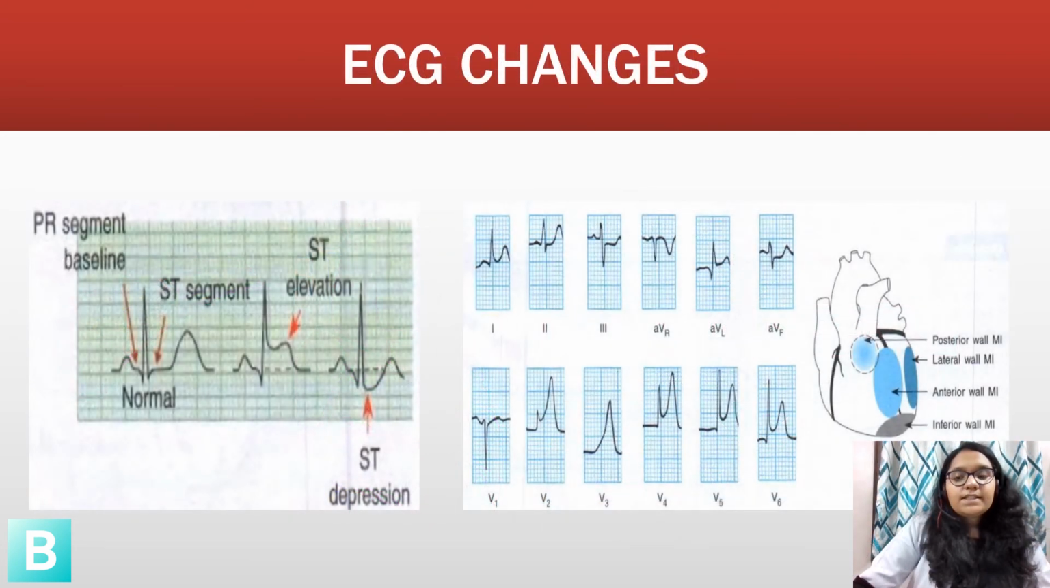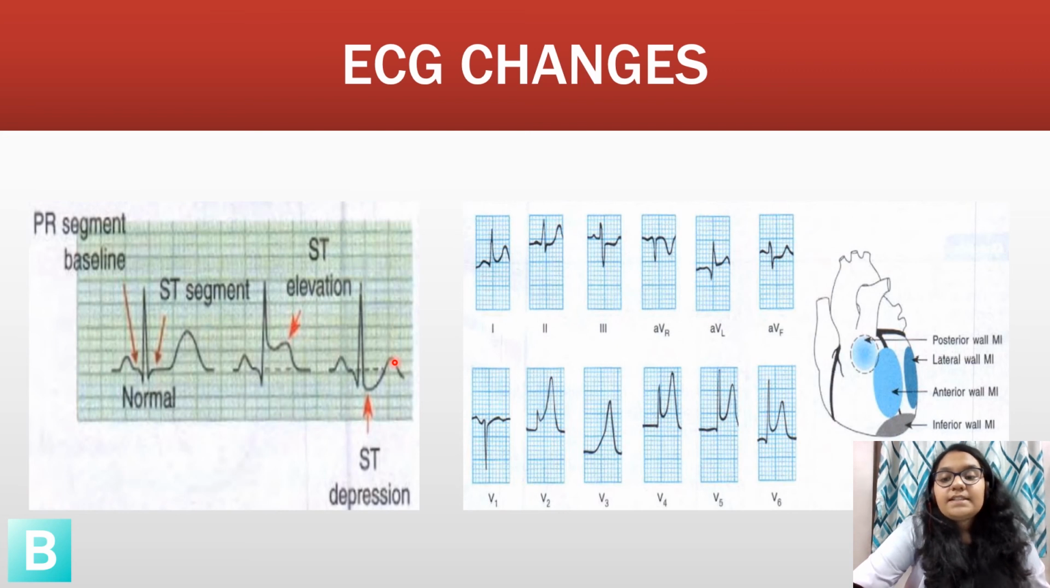Let us see the ECG changes observed during myocardial infarction. This is the normal ST segment. In myocardial infarction, there is elevation in the ST segment, while in myocardial ischemia, there is depression in the ST segment. So, infarction and ischemia both occur due to less oxygen supply to the tissue. But in infarction, there is necrosis or cell death.